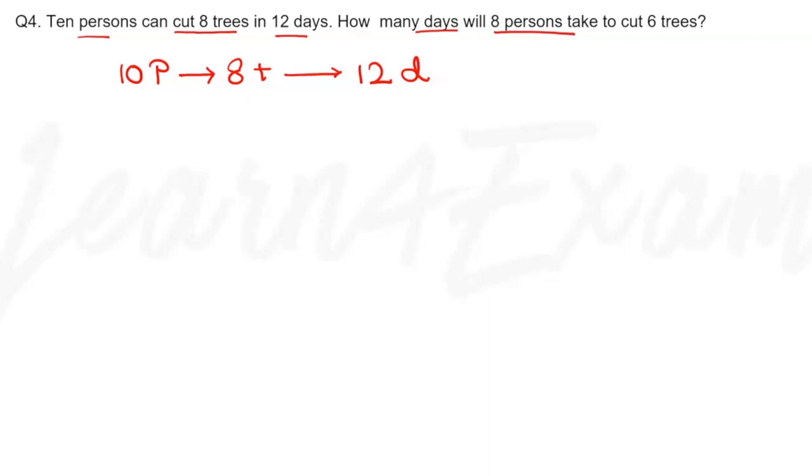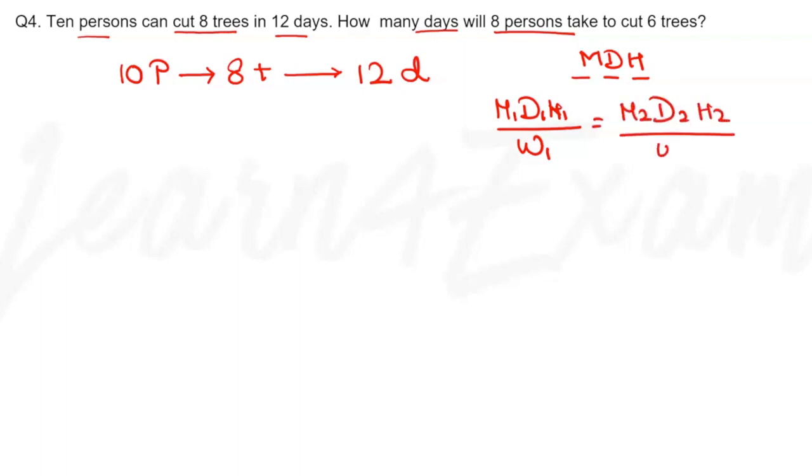Now, to understand this, I hope you already know the MDH concept, that is the man days hours concept. M1 into D1 into H1 divided by W1, that means doing a work of W1, would be equal to M2 into D2 into H2, doing a work of W2. Here W means work, M means the number of men working at the project, D means the number of days to complete the project, and H means the number of hours to complete the project. The hours are always calculated on a daily basis.